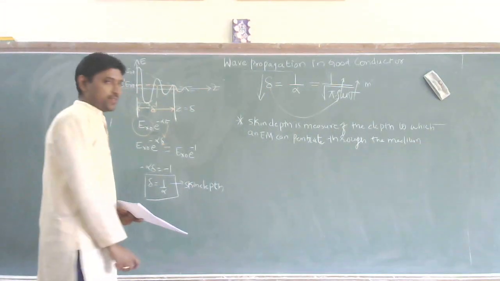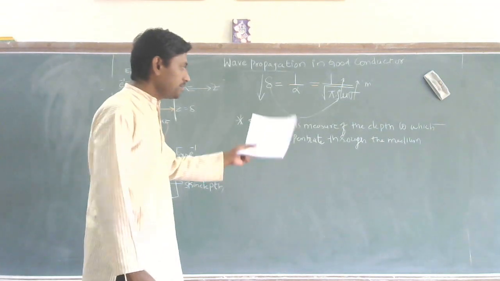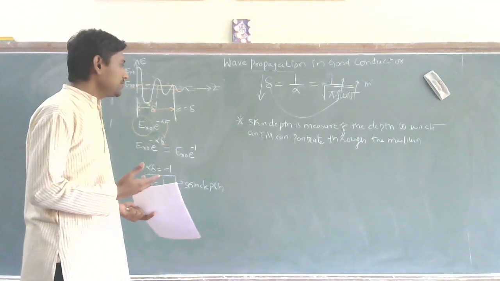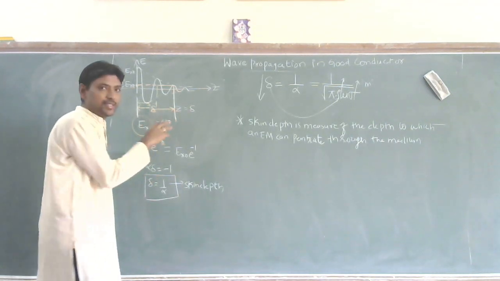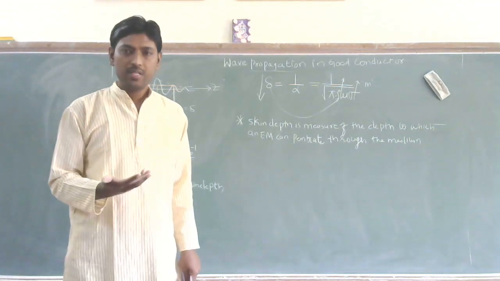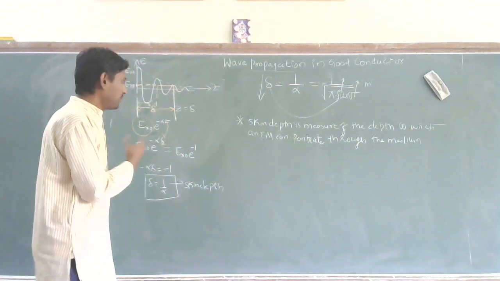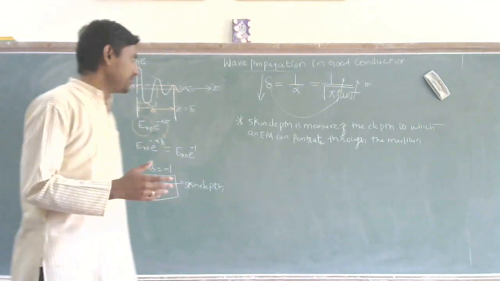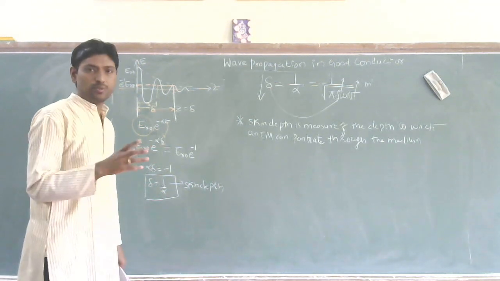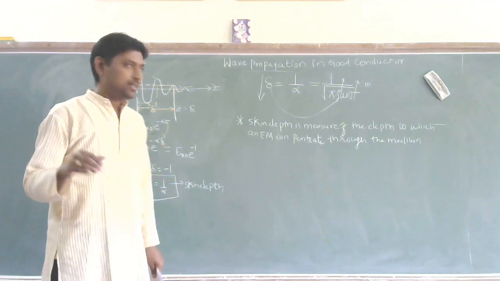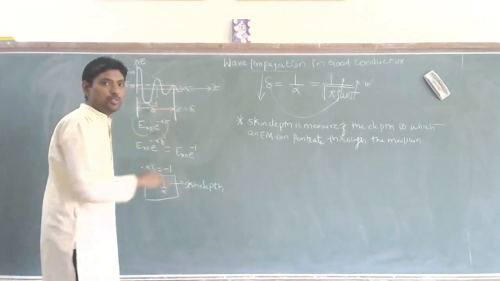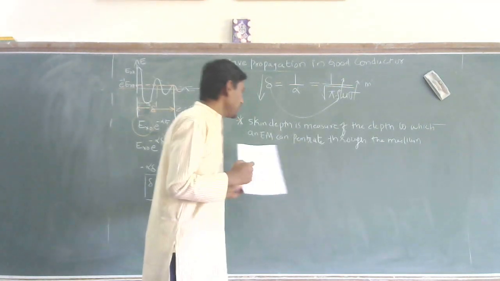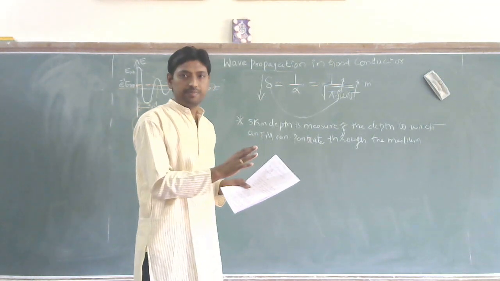So this is the definition of skin depth. Skin depth is a measure of the depth to which an EM wave can penetrate through the medium. Now what happens if you go beyond this delta, say 2 delta, 3 delta, or 4 delta? You could see that approximately for 5 delta, the amplitude will vanish to 0. It really depends upon the frequency. We could say that somewhere around 2 or 3 delta, the amplitude almost falls to 0. That's the skin depth, which measures the depth to which an EM wave can penetrate through the medium.